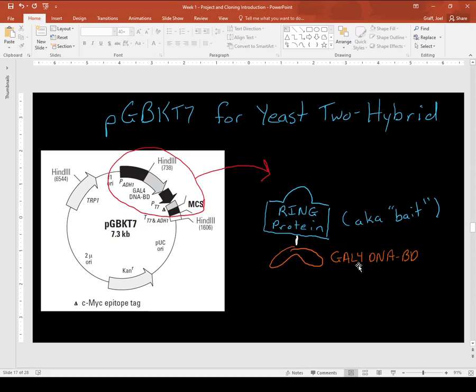Okay, so we have pGBKT7, the first plasmid that I said we could put our gene of interest in, and this is also shorthand. We call this the bait plasmid for yeast two-hybrid. Why we call it the bait plasmid is because if we have our gene of interest in the multiple cloning site here, and we take this plasmid and put it into yeast, the yeast can recognize this promoter.